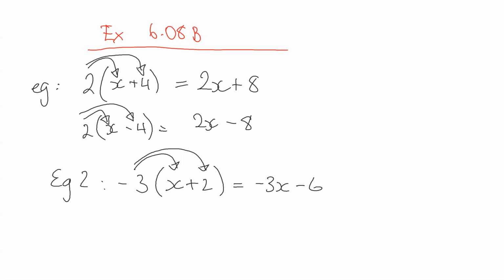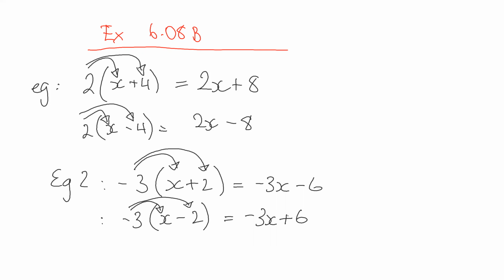Okay, let's do another example. Let's use the same example, but have the negative inside the bracket as well as outside the bracket. So we're going to have negative 3, x minus 2, and let's have a look at the result that we're going to get. Again, we apply the same rule. Negative 3 times x is negative 3x. Negative 3 times negative 2 is going to be? No, plus 6. We're not plusing, we're timesing.